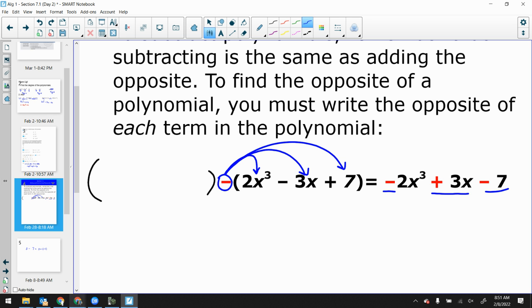You have to distribute that negative into the right side, and at that point, that's when you can combine like terms, okay? So you distribute the negative, and then you combine like terms. And that's essentially it. That's really all you have to do when you're subtracting. That's the only new piece that we're talking about today.